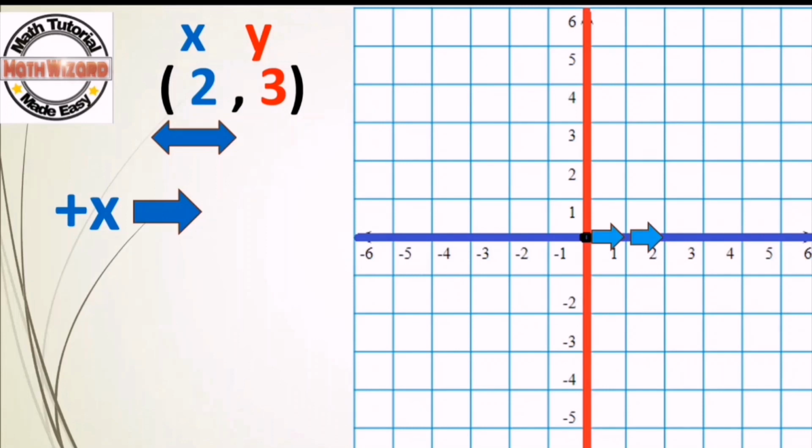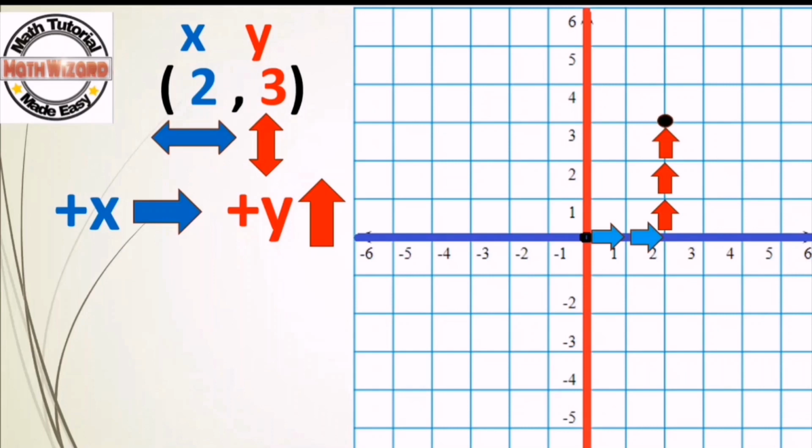1, 2. And then, after that, observe the value of y. Here, y will tell us if it is going up or down, by looking at its sign. Since 3 is a positive number, therefore we go upward. Now, from 2, we count 3 upward. Let us count again. 1, 2, 3. And then make a dot. Then write the name of the point, which is (2, 3).